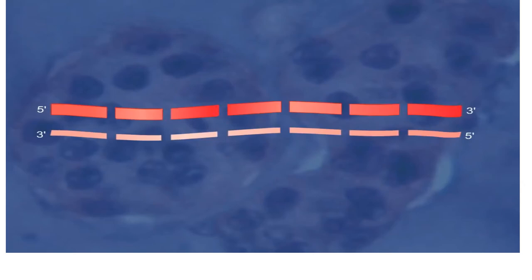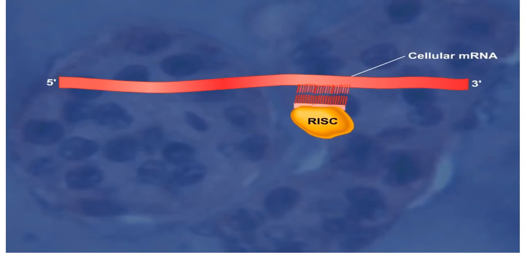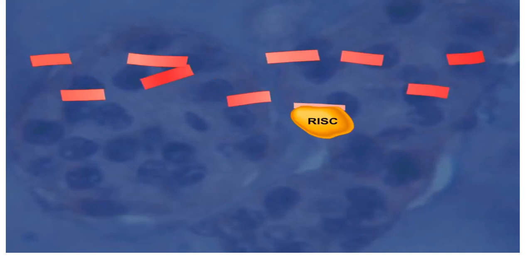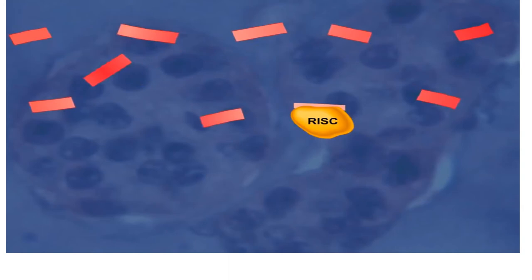The silencing complex can then associate with cellular messenger RNA that has a region of sequence homology with the RNA fragment in the RISC. The messenger RNA is then degraded. The presence of this rapid degradation mechanism can reduce and even effectively eliminate translation of the messenger RNA for the gene in question, thus interfering with gene expression. So this is the RNA interference. The messenger RNA is degraded by the RISC along with the argonaute.